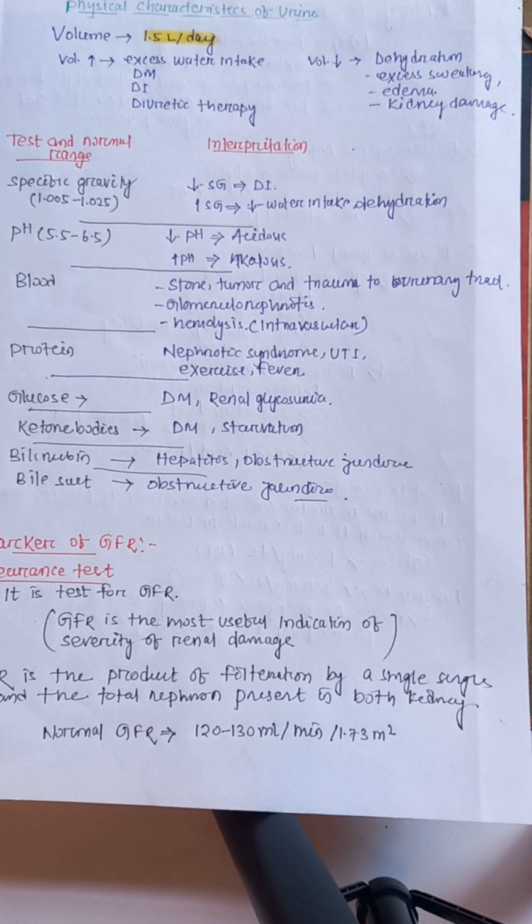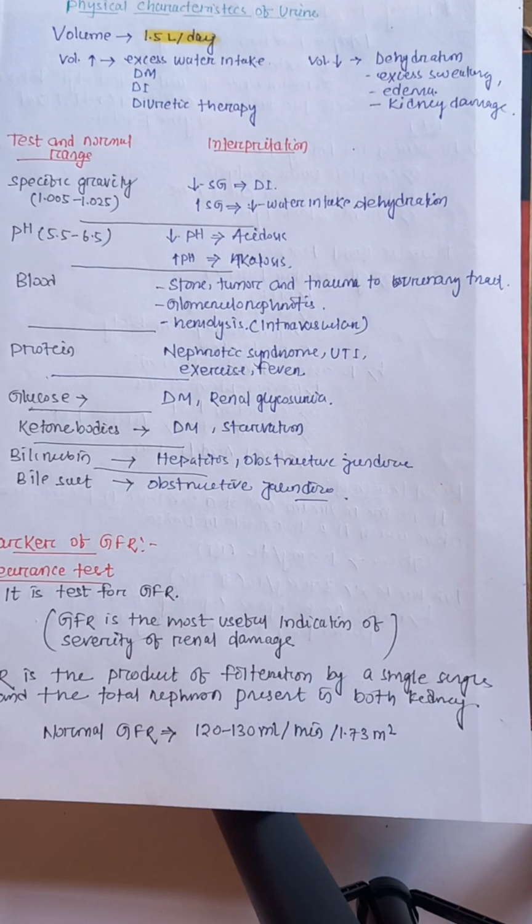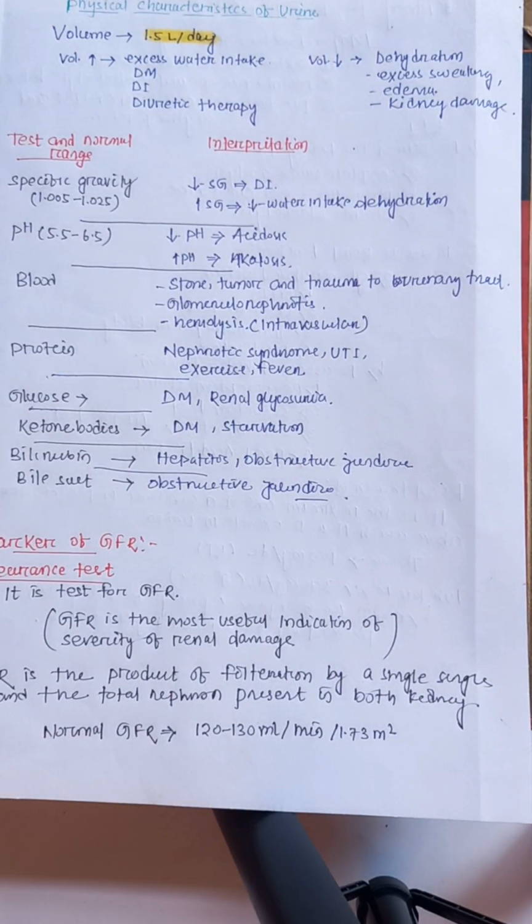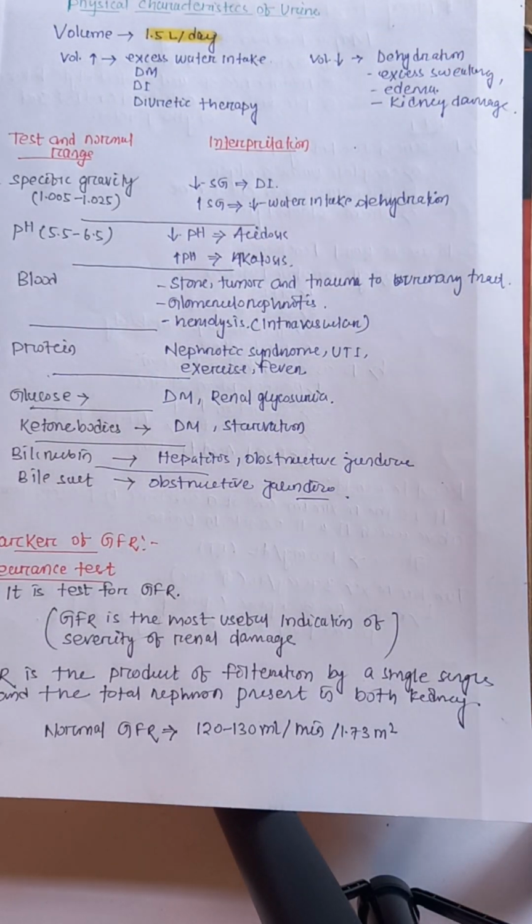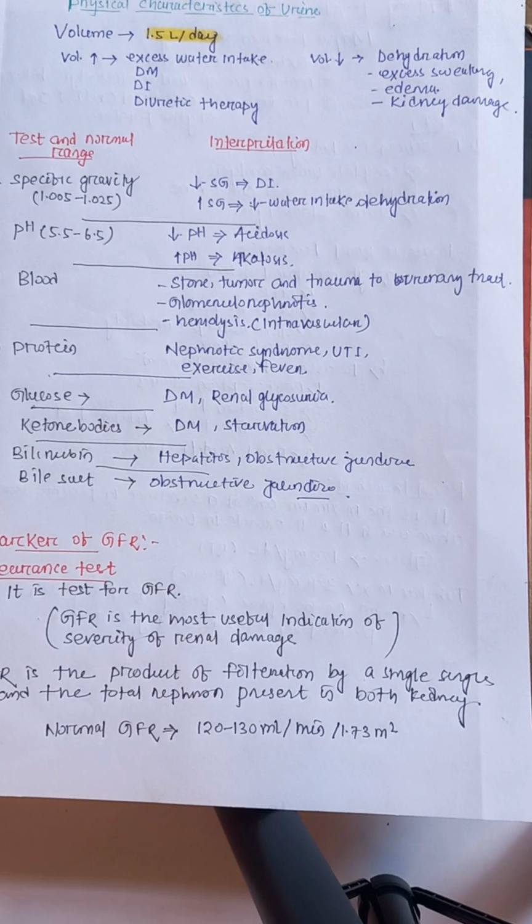Let's see some physical examination of the kidney, where the urine volume is 1.5 liters per day. Volume excretion increases in excess, like in diabetes mellitus and also in dietary therapy. Decreased volume occurs in dehydration, excess sweating, edema, and kidney damage.